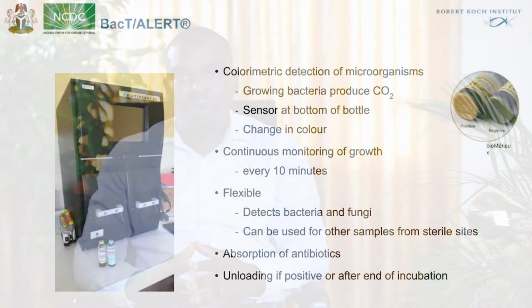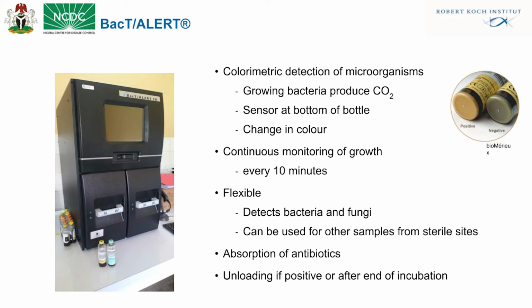The BacT/Alert system is an automated system of analyzing blood culture bottles in the laboratory, and it has so many advantages to it. One of them is the colorimetry detection of microorganisms. All this happens when CO2 gas is produced, when carbon dioxide is produced by the bacteria growing in the medium, and of course the sensor at the bottom of the bottle will detect those growths. All these reactions result in a color change, which is measured by the system.